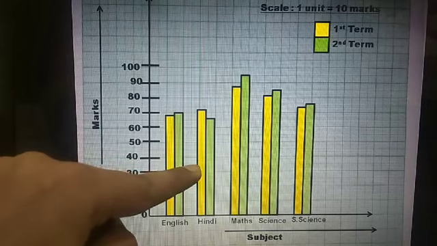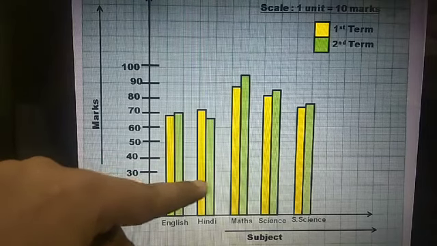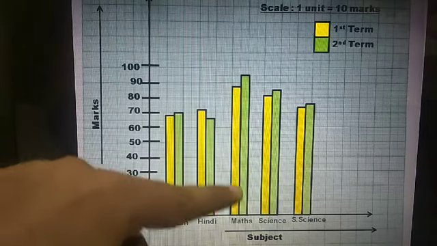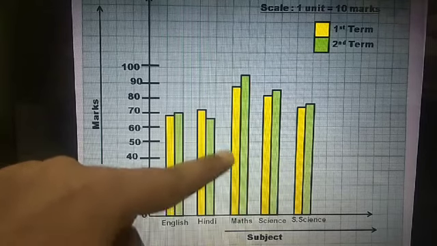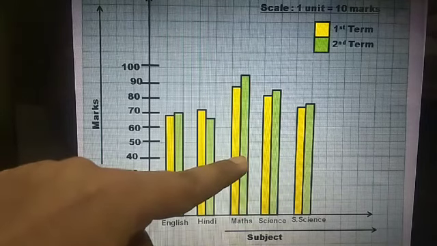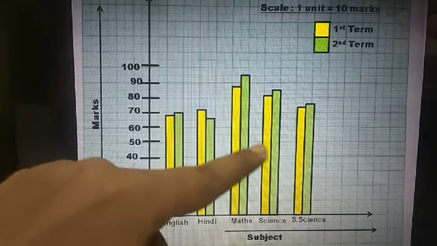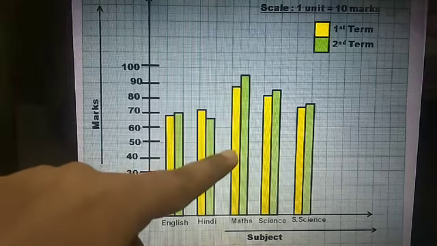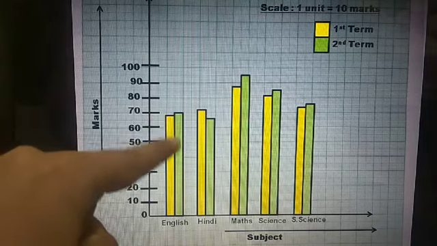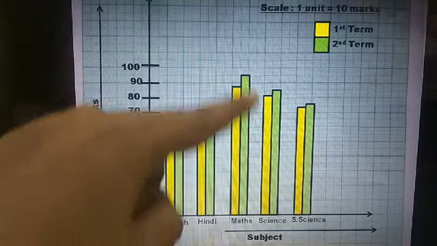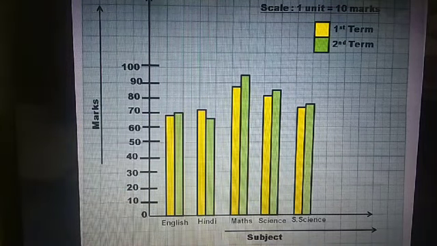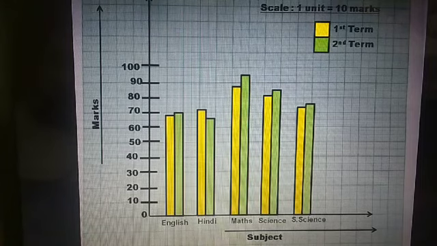But he is not improving in Hindi, so we will not consider Hindi now. Then it's maths. Yes, yellow is smaller than the green one. It's science and it's social science. We can easily figure out with the help of these bars which is having the maximum gap between the yellow and green part. Yes, it is maths. So we can say the answer for the first one is maths.